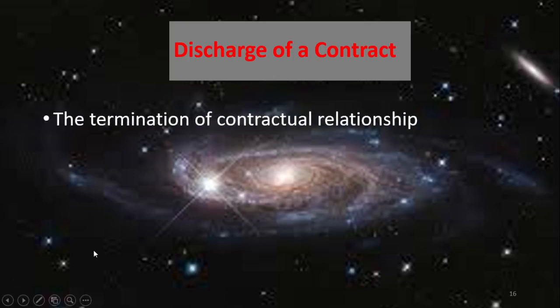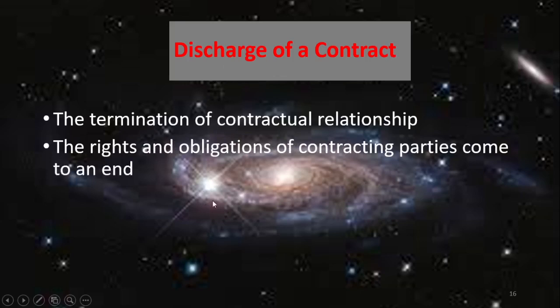The termination or the cancellation or the closing of a contract is called discharge of contract. At the same time, the rights and obligations of the contracting parties come to an end on the discharge of contract.